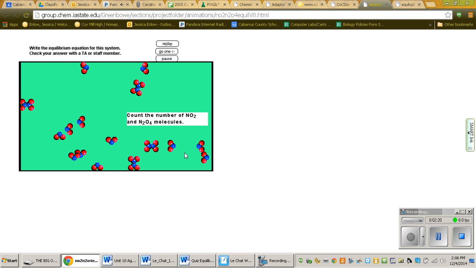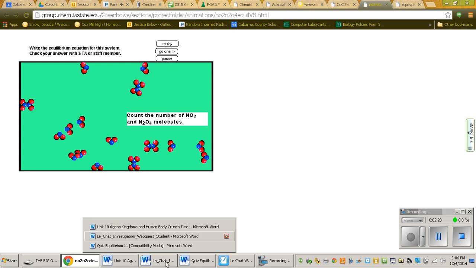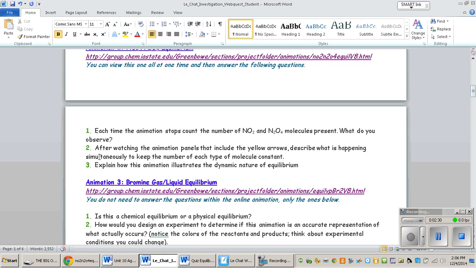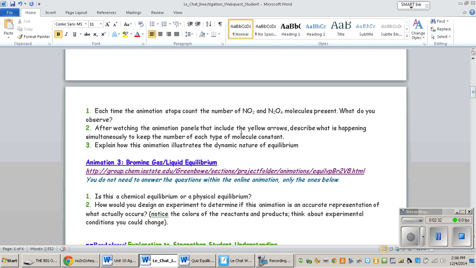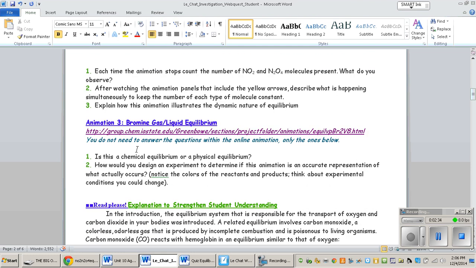Okay, so you can see the information here. You saw the reaction. You can now count the molecules and answer your questions, and explain how this animation illustrates the dynamic nature of equilibrium.